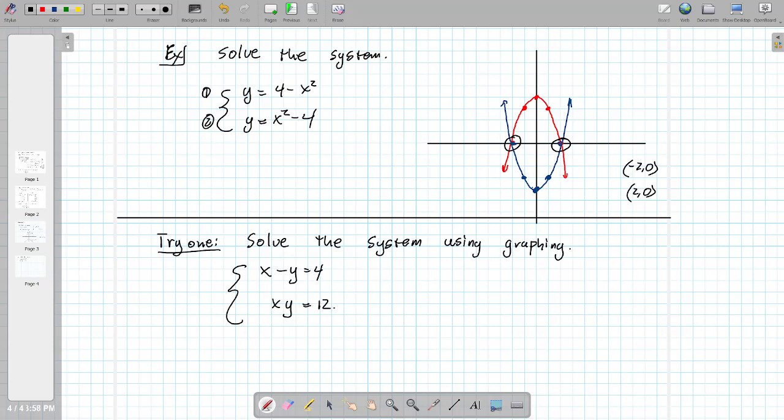There's not really much else to say about this section. We're really just going over the exact same methods that we went over in the linear systems of equations, but we're doing it with nonlinear equations now.